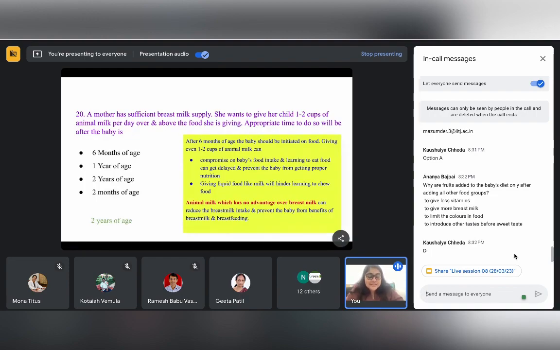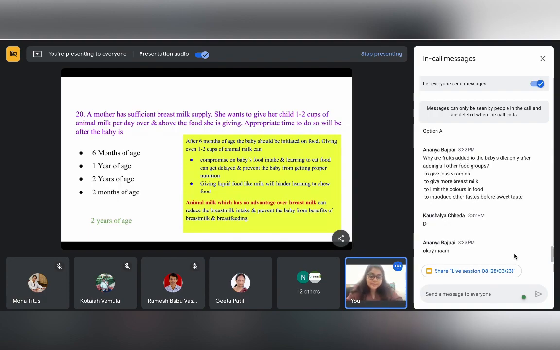We have discussed this in the previous session. If you go through the recorded lectures, we have very clearly discussed why it is important to introduce the other kinds of taste to the child first. Because if the child now gets a hang of that sweet taste, the child will be more deviated towards the sweet taste. It also has more sucrose, which is not nutritionally helpful for the child. So the answer is to introduce other tastes before sweet taste.